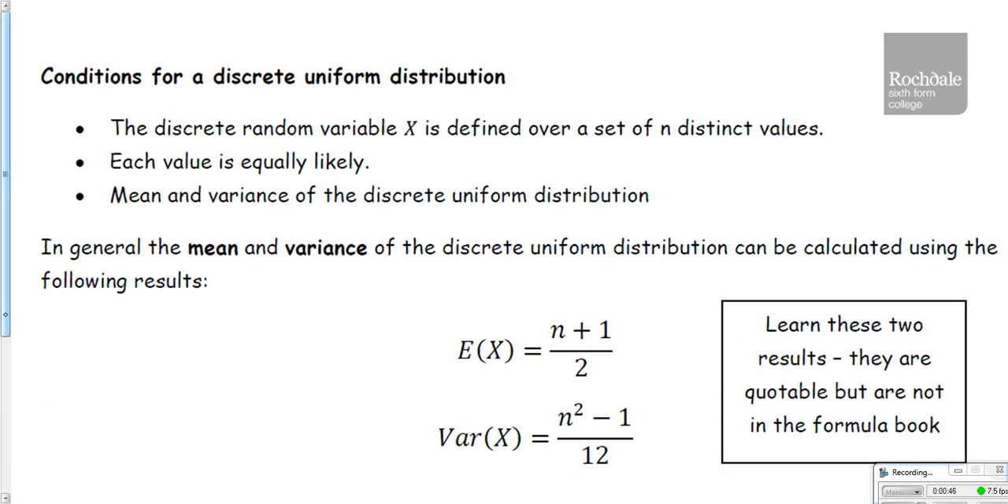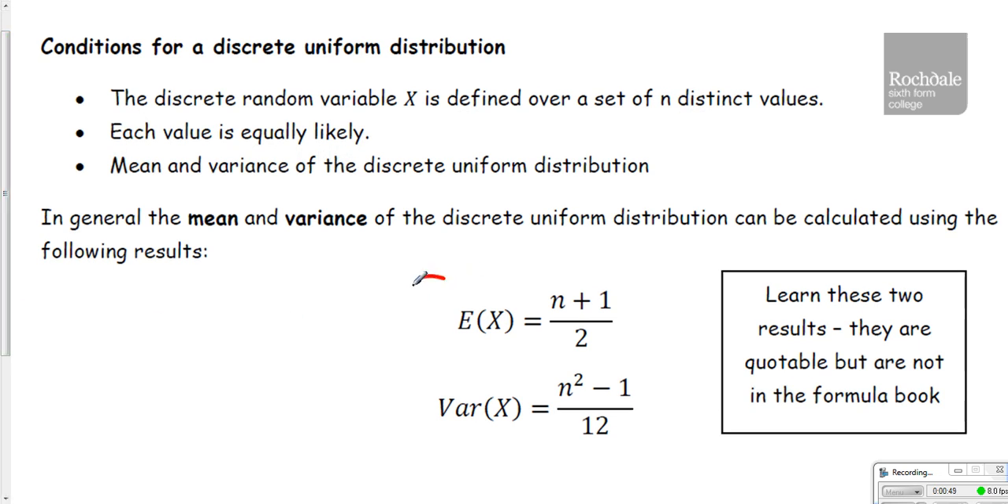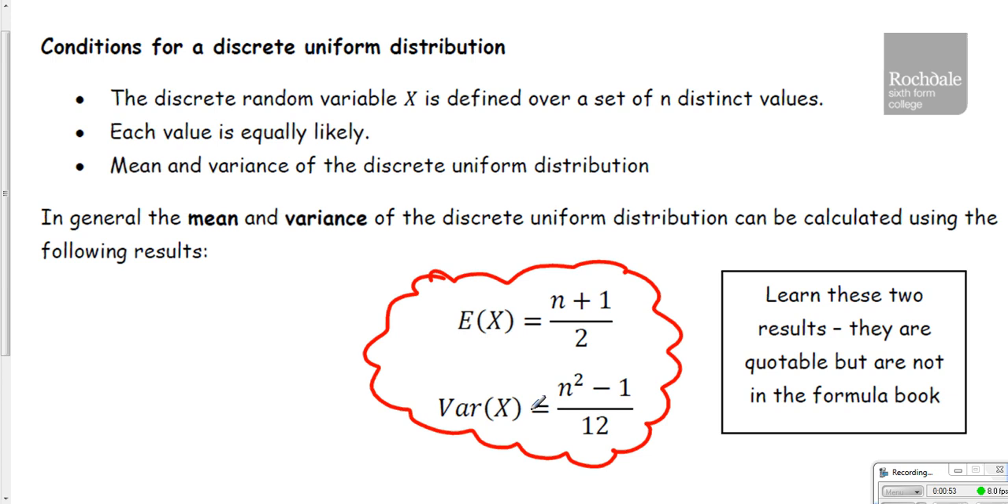Now, there are two results that you don't have to actually be able to prove, but you do need to learn them because it makes it much quicker for you in the exam. This is the mean. That formula is only true for a discrete uniform distribution. Only the probabilities are the same every time. And similarly, this formula for the variance is only true if it's a discrete uniform distribution. So don't try and use these formulae for other distributions.